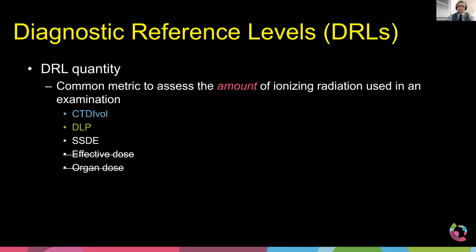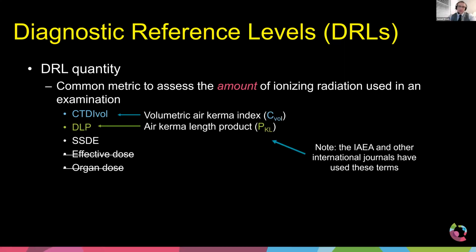Effective dose is not appropriate and organ dose is not appropriate, as we've discussed. It is important to point out that the IAEA and some international journals have started calling the volume CTDI the volumetric air kerma index, or CVOL. And they've started calling the dose length product the air kerma length product, or P sub KL. It's just important to point that out. What you choose to use, the definition, the title, the wording, that's really on you. Obviously, all the vendors still use volume CTDI and DLP. We here in the US still use these terms also, and Europe also uses them.